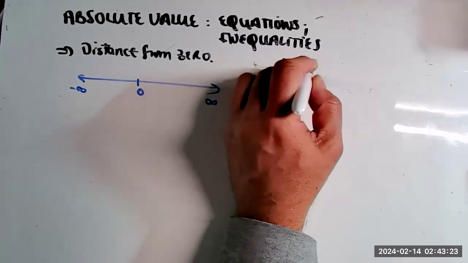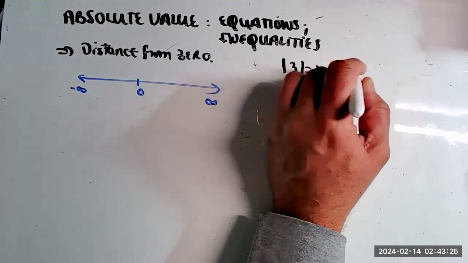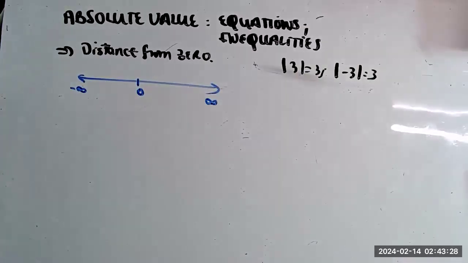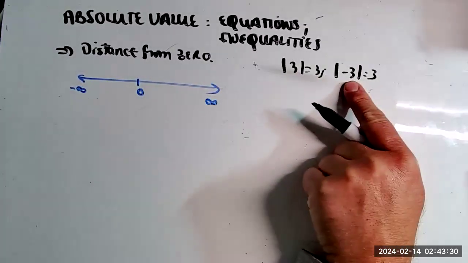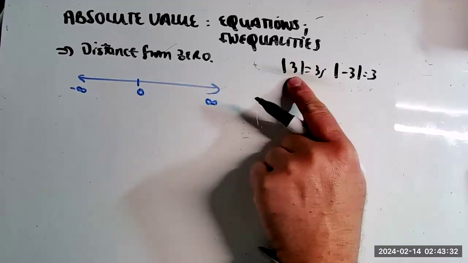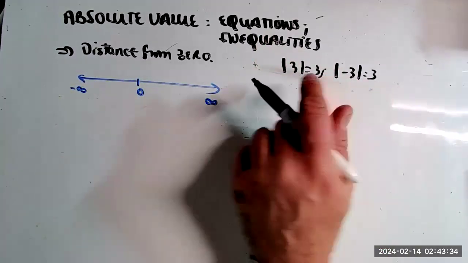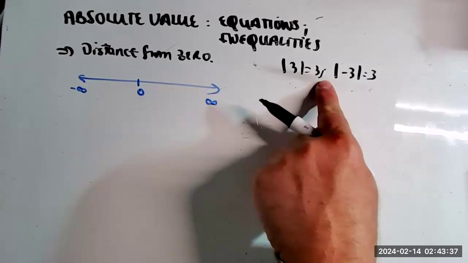Well, first of all, what's the absolute value of 3? Of course, it is 3. The absolute value of negative 3, of course, is also 3, right? Because the number negative 3 is 3 units away from 0. The number 3 is 3 units away from 0. So I gave you the input, you gave me the output.